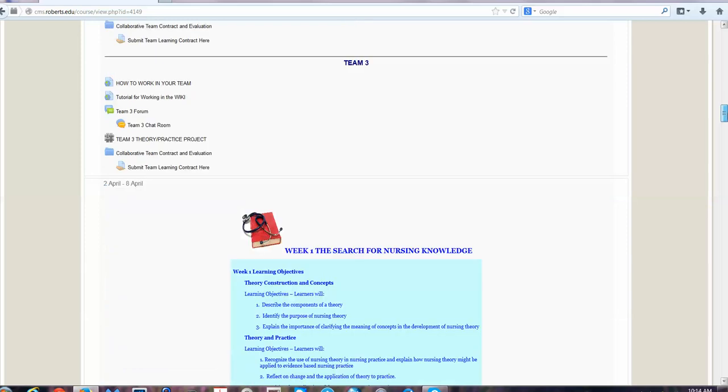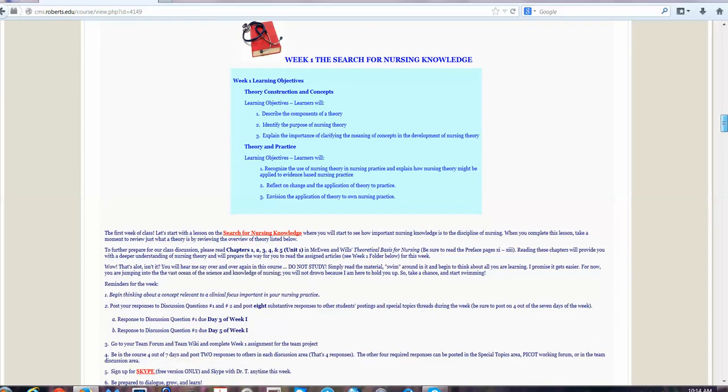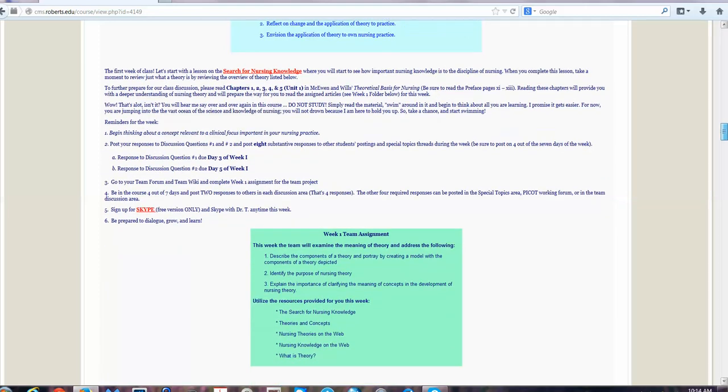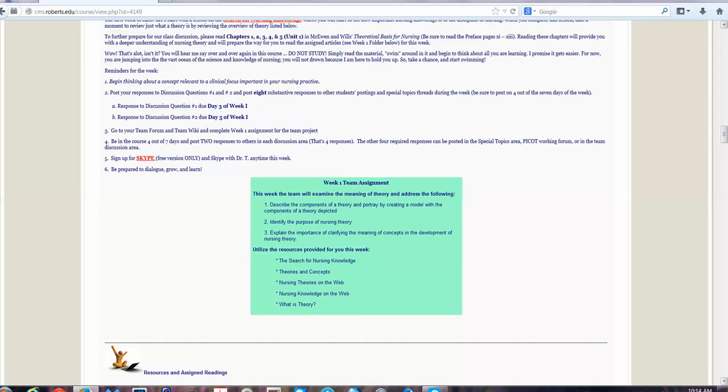So I'll show you week 1. Week 1 is called the Search for Nursing Knowledge. But more importantly, what I want you to see is the weekly team assignment. So this first week, the students need to go to their wiki, and together they need to describe the components of a theory. They have to create a model with a theory, and they have to identify the purpose and explain the importance of clarifying concepts in the development of a theory.